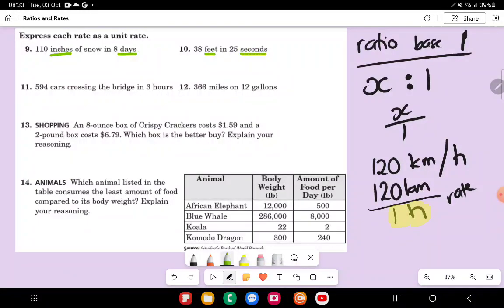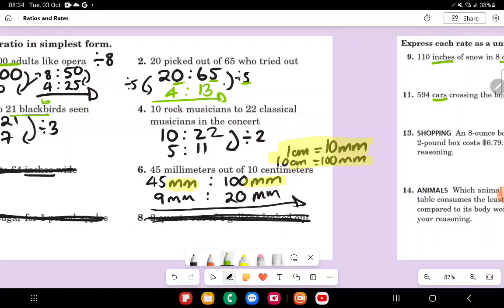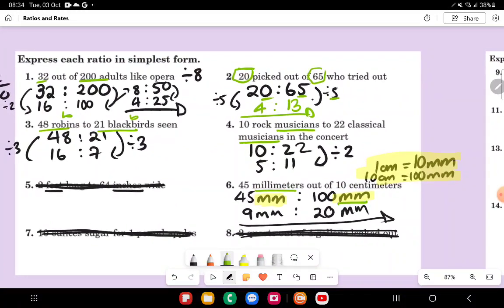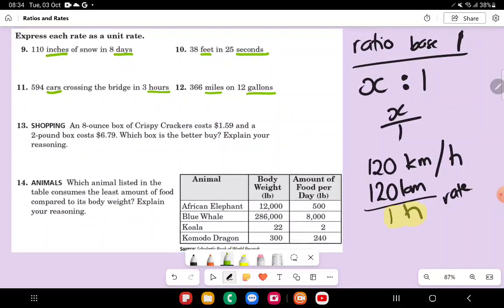This one is feet and this one is seconds. This one is cars and this one is hours. This one is miles and this one is gallons. If I go back here, this one is adults and adults, robins and blackbirds, but it's birds and birds. This one is people, 20 people and 65 people, musicians and musicians, millimeters and millimeters. So when you are doing a ratio, you need the same unit. You need to compare apples with apples. But if you are doing a rate, it does not have to be, or it's normally not the same unit.